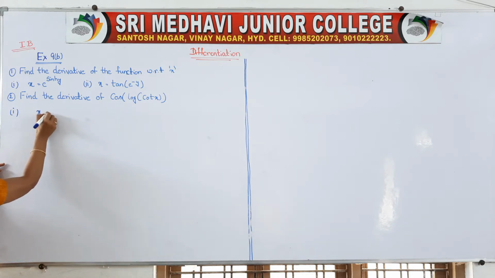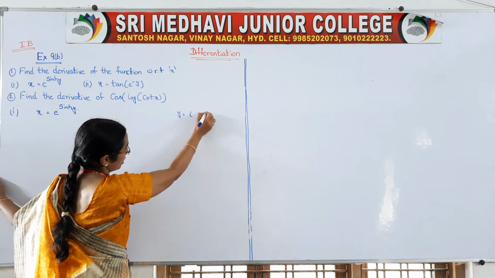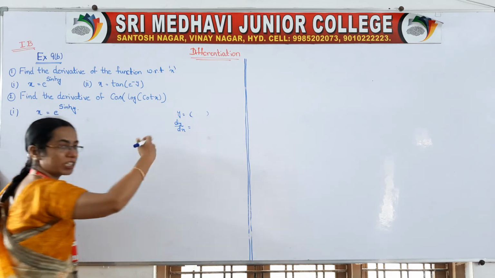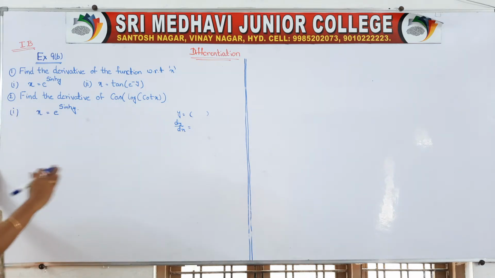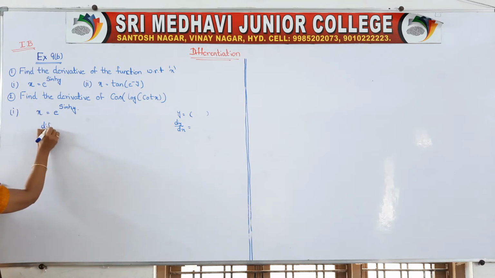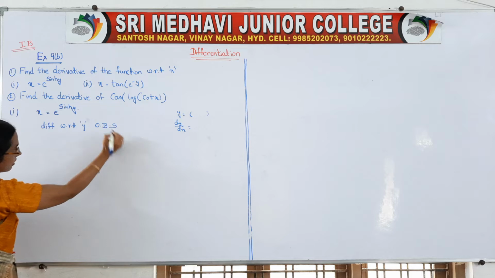So x is equal to e to the power of sinh y. Generally till now we get y is equal to something and we differentiate dy by dx, differentiating both sides with respect to x, and we get the answer. But here x is given to us, and x is a function in terms of y. So here we will differentiate with respect to y on both sides, right?